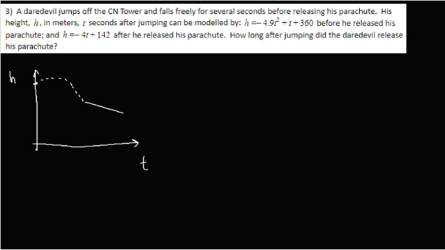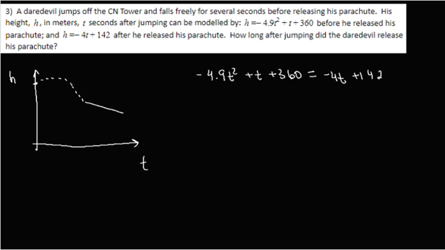And now we want to know how long after jumping did he release his parachute. How are we going to interpret that? Well, we kind of got to backtrack on this one right here, and we're just looking at negative 4.9 t squared plus t plus 360. When does that equal negative 4t plus 142? Because we're looking at a function of time. So we know they're going to be equal because of what we got in our situation. We start off with parabolic.